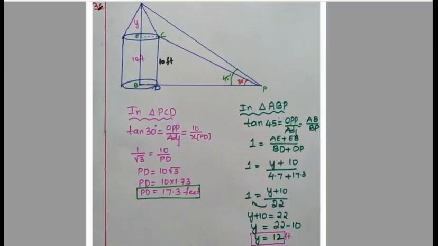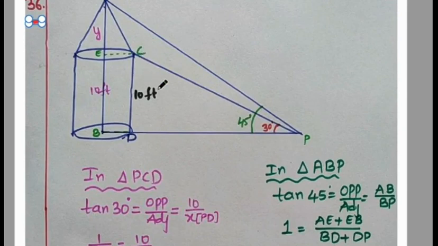kilometers per hour. 36th question is a question from application of trigonometry. If you see the picture carefully, there are two triangles, PDC or CDP, which is a right angle triangle, and there is one more triangle by name ABP. So we have to take only the right angle triangle, the smaller triangle CDP or PCD.